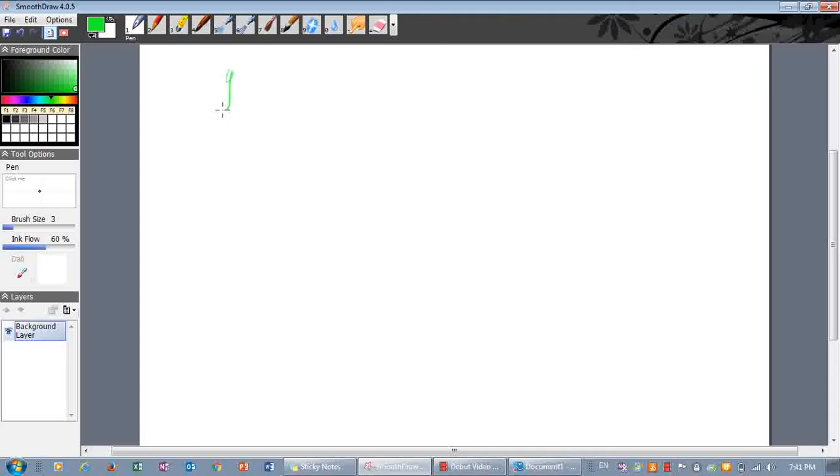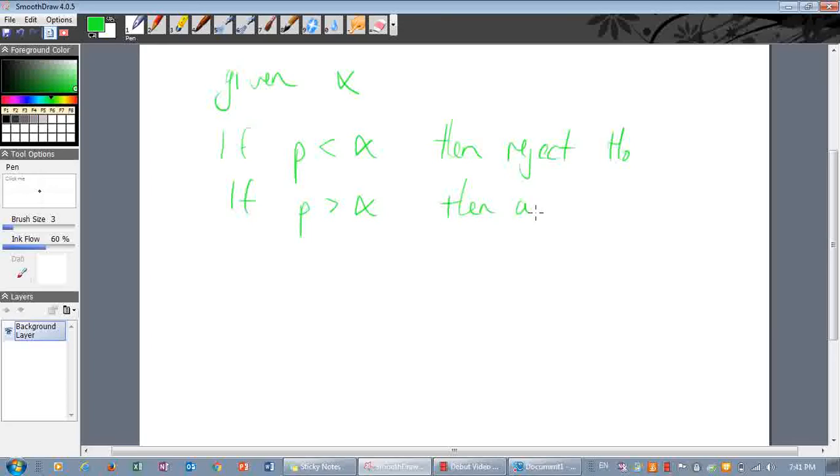So we're given, always, a significance level alpha. If your probability is less than alpha, then reject your null hypothesis. It's just very, very unlikely that it's true. If p is greater than alpha, then we accept H0. And that's what we're doing here.